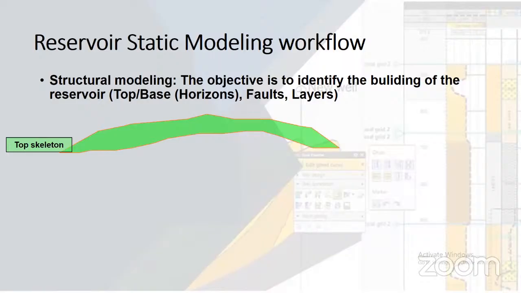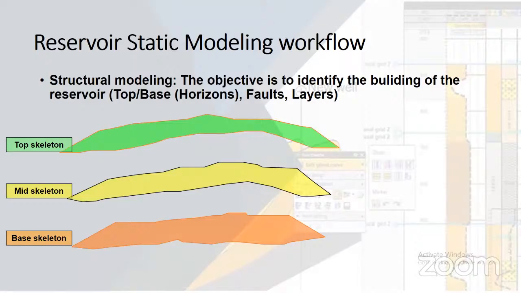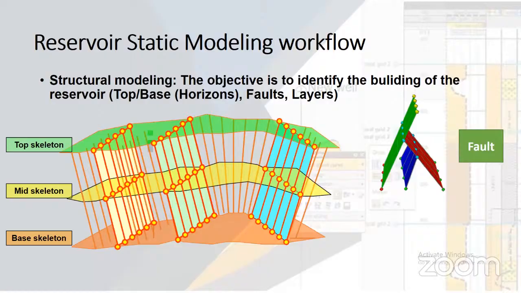The structure model is to know the surfaces and to use the surfaces that were picked by the seismic interpretation and the faults to build the structure model. The objective of the structure model is just to identify the building frame of your reservoir, like to know the surface locations: the top skeleton, mid skeleton, the base skeleton, and also the faulting locations.